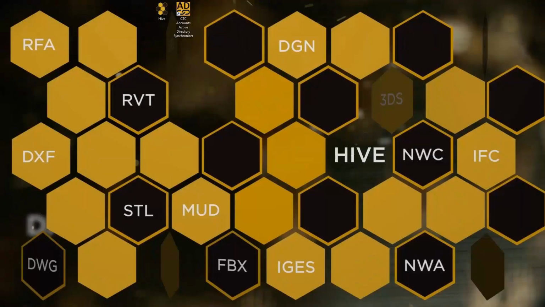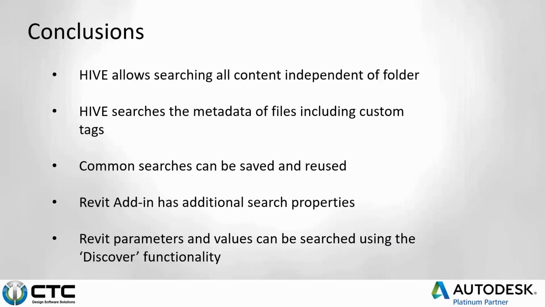All right, let's jump back over here to our PowerPoint and finish this up today. Let's talk about what we've discovered. Hive allows searching all content in Hive independent of folder. You can search anywhere. We didn't actually look at Windows folder structure at all. This was all about the library it was in, completely independent of the folder structure. Hive searches all the metadata of the files, including any kind of custom tagging that you may have put on there. So as an admin, your tagging can be important, allowing users to filter by those tags.